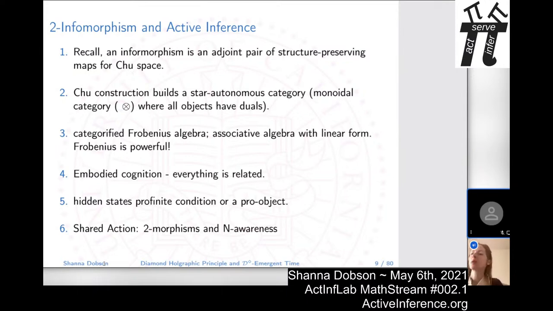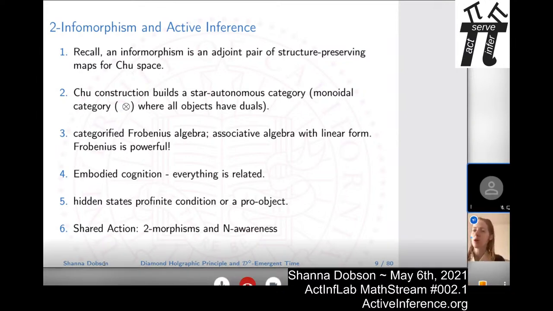So you also have a category of Frobenius algebra. This is an associative algebra with a linear form on it. I told you Frobenius was even in the Langlands, right? So Frobenius is powerful. Embodied cognition, everything is related, right? So you want everything to be related. So what if everything was a star autonomous category? I think the Chu construction is actually very pertinent here.